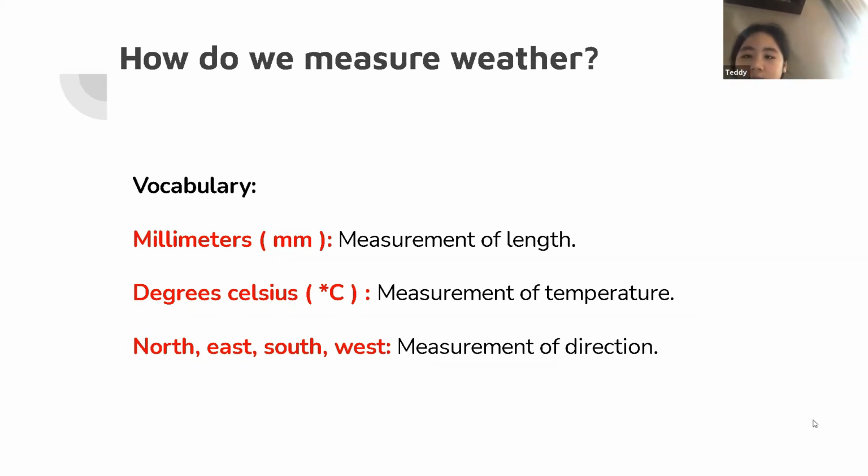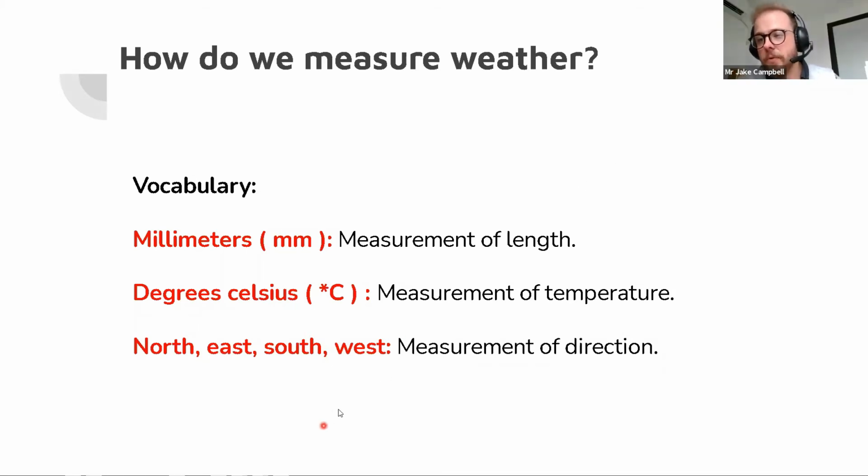Perfect. Okay, Sal, what are degrees Celsius? Degree Celsius is a measurement of temperature. Yeah, perfect. Good. And what do we use to measure temperature, Sal? We use the thermometer. Perfect. Yes, thermometer. Thank you, Sal. Minha, please give me an example of measurement of direction. Okay, so north, east, south, and west. Measurements of direction for a wind vane.